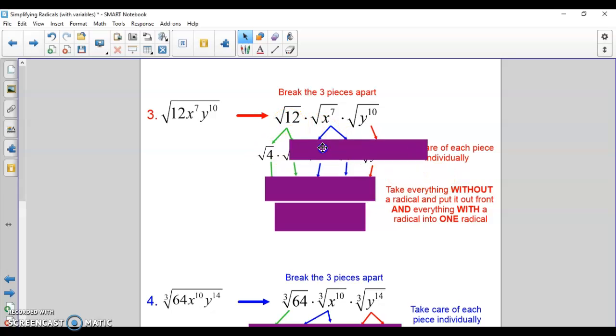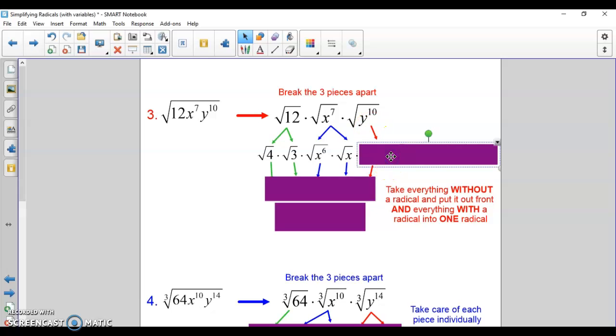So 12, I need to break up. Biggest factor of 12 that's a perfect square is 4, so I break it up, 4 and 3. X to the 7th, 7 is not an even number, so I break it up. X to the 6th and x. y to the 10th is a perfect square, or even number, so I just leave it as is. I'm going to leave that written.